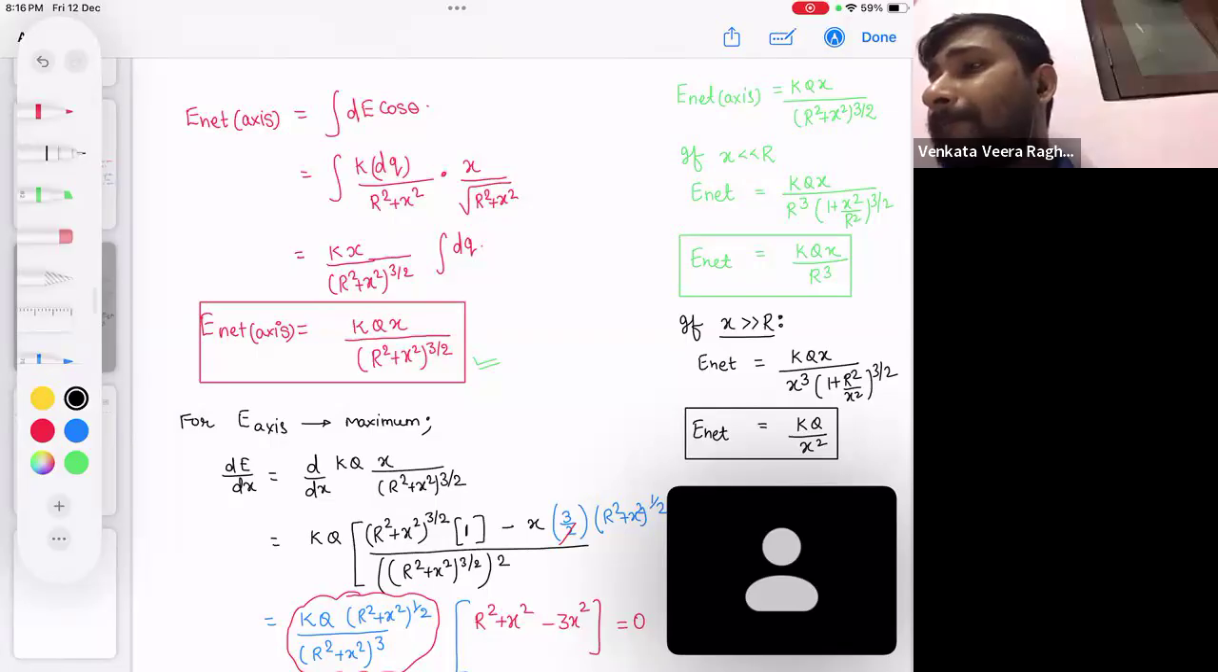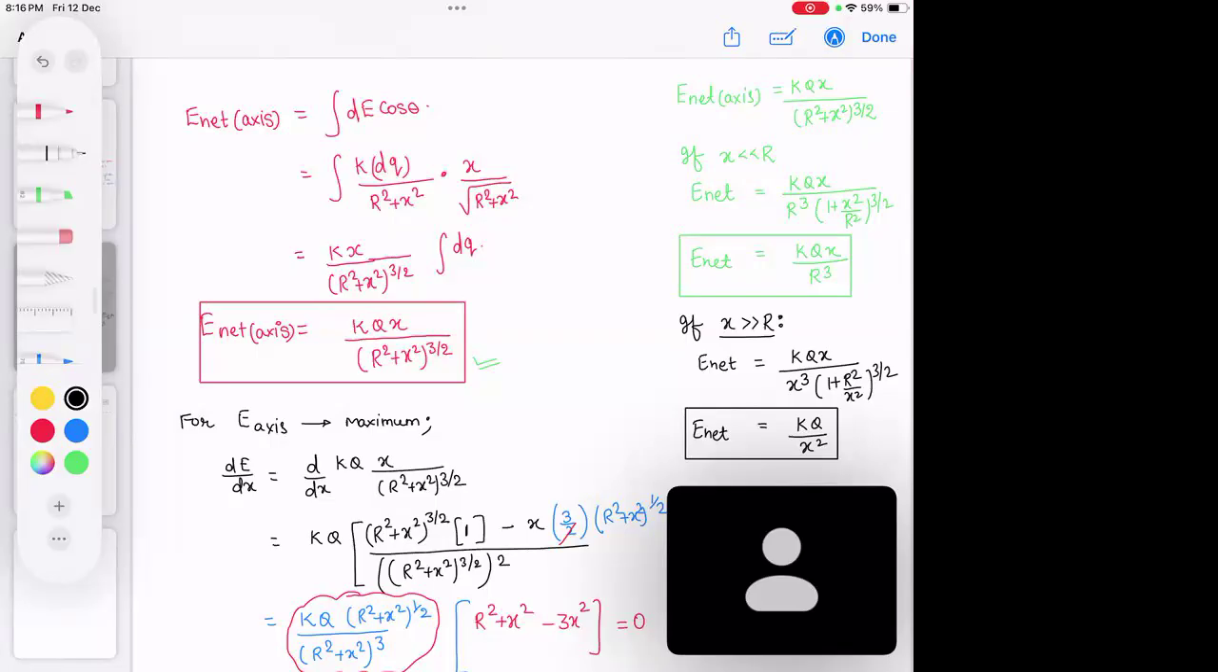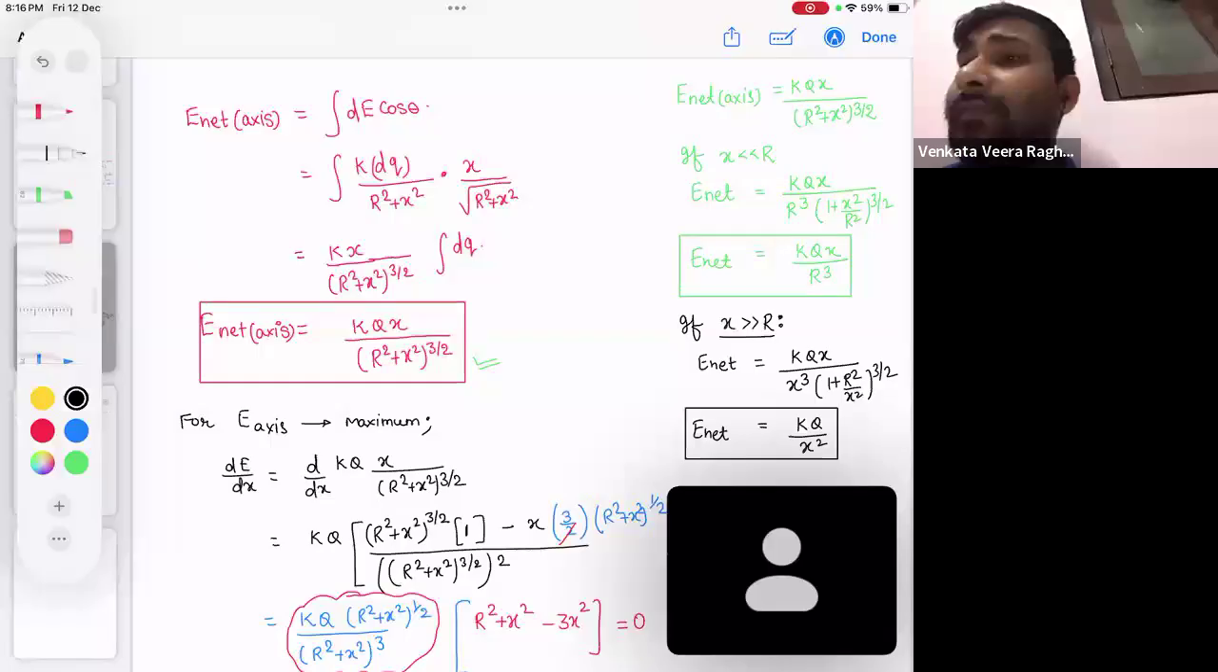Please tell me, all of you. Did you get it? That if the point is very close to the center, then the field comes as kqx by r cube, and if the point is very far, it comes as kq by x square. So both conditions are very important. We will use these conditions many times when we solve simple harmonic motion. And this is not much useful, but if sometime they ask you in the question, then you should keep in mind these two results.